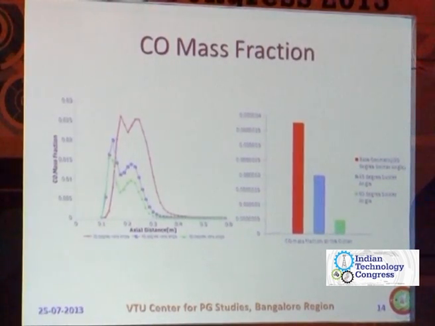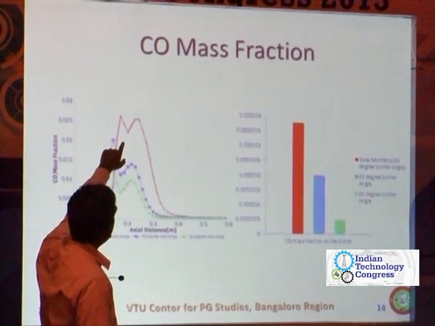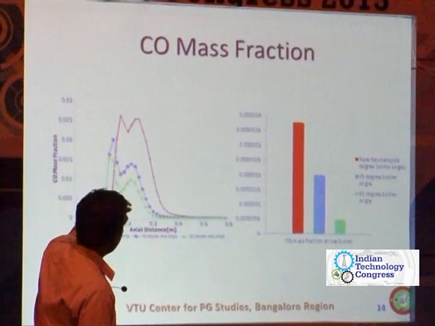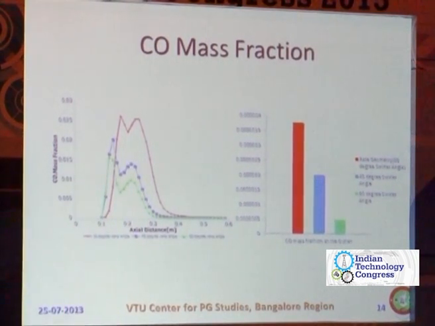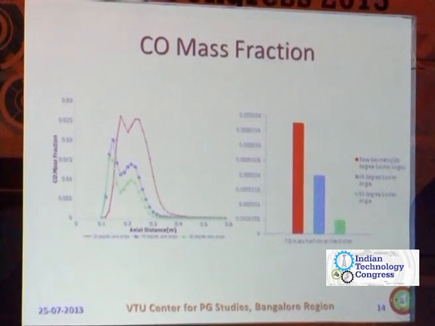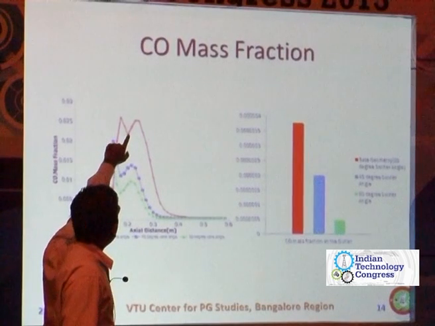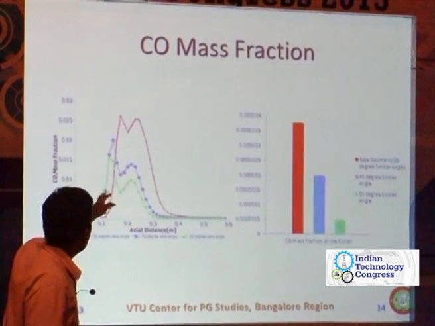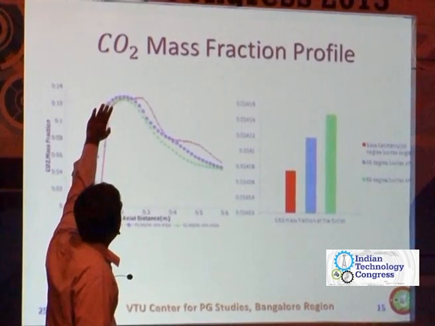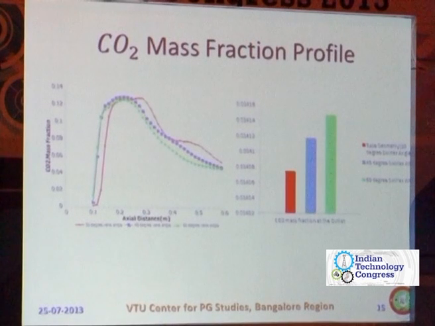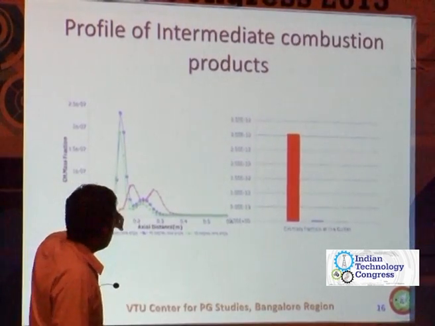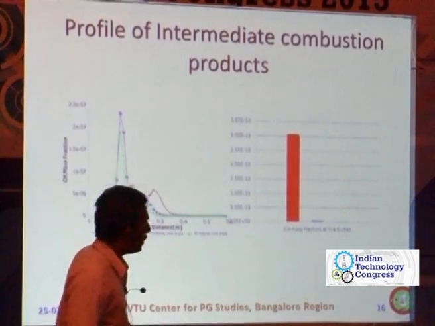When we see the carbon monoxide, because of the low recirculation region, the 30 degree swirler provided the highest intermediate combustion product, and the 45 and 60 degree provided less. Carbon monoxide is highest at the 30 degree. It results in incomplete combustion. But the 60 degree provided more complete combustion, hence it provided more carbon dioxide, which is the natural product of the combustion. Even the intermediate combustion product is higher at 30 degree, and the 45 and 60 provided less.